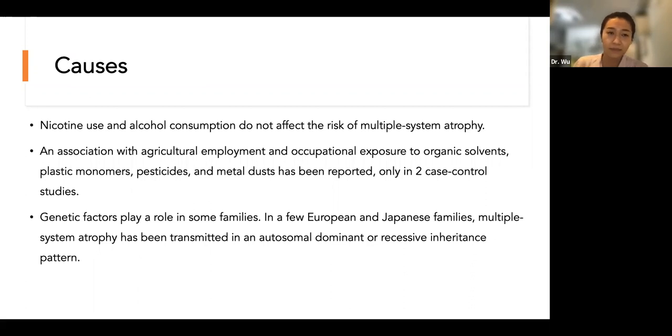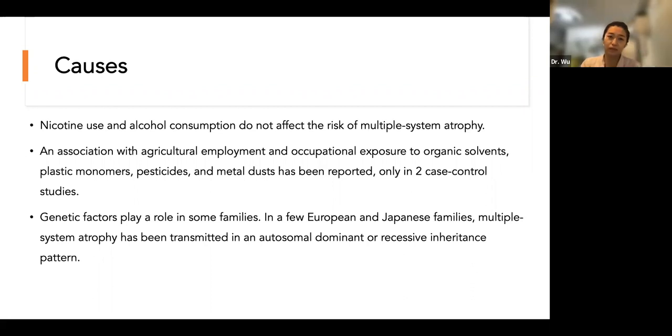So what causes MSA? No environmental factors have been associated with an increased risk of MSA. Like in Parkinson's disease, nicotine use and alcohol consumption are less common in MSA compared with healthy controls, possibly representing a pathophysiological link among the alpha-synuclein diseases. But an association with agricultural employment and occupational exposure to organic solvents, plastic monomers, pesticides and metal dust has been reported, though only in 2 case control studies.